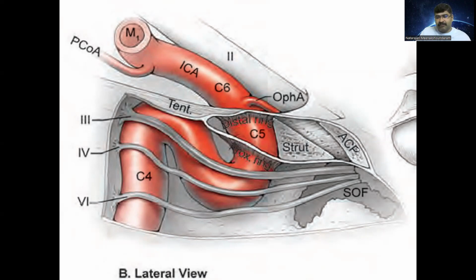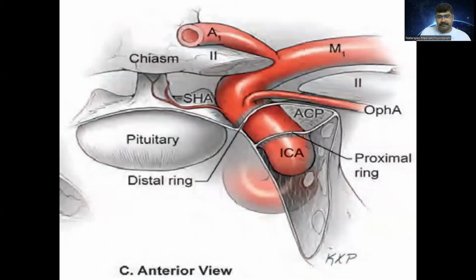The dural reflection from the upper border of the anterior clinoid process forms the distal dural ring or the upper dural ring. Okay, so the proximal dural ring and the distal dural ring. The proximal dural ring is also called the carotid oculomotor membrane, which forms the roof for the cavernous sinus. So here is the cavernous sinus. And through the carotid oculomotor membrane, the third nerve exits the cavernous sinus. I will show the pictures in the subsequent slides.